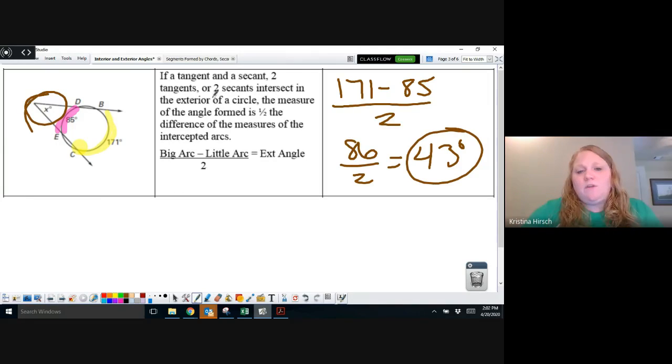Now, keep in mind that when you are finding these measures, it should make sense. The answers that you get should align with the type of angle that it is. So, for example, if I would have done this math and I messed up, like if I would have done 171 plus 85 divided by 2, with the other property, I would have gotten 128 degrees. Well, this is definitely an acute angle, so 128 wouldn't have made sense. So I would have known that I had made a mistake. So kind of use that in your favor.